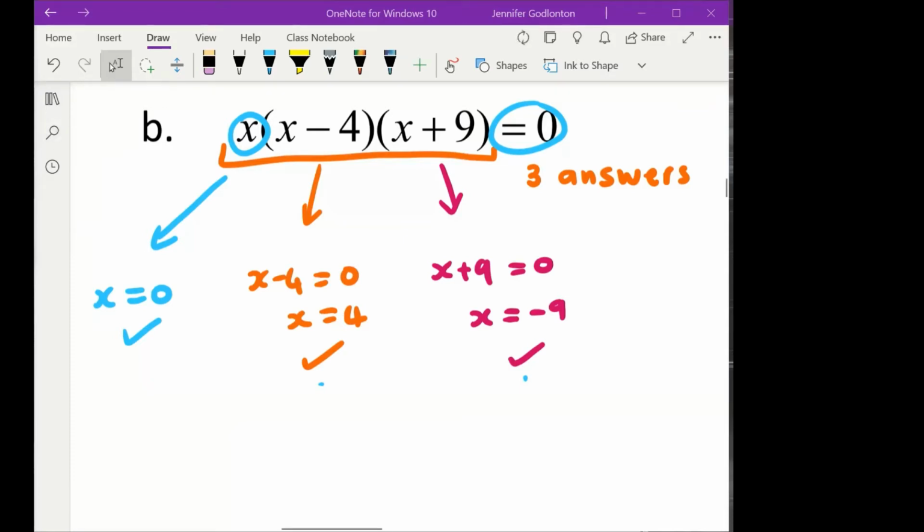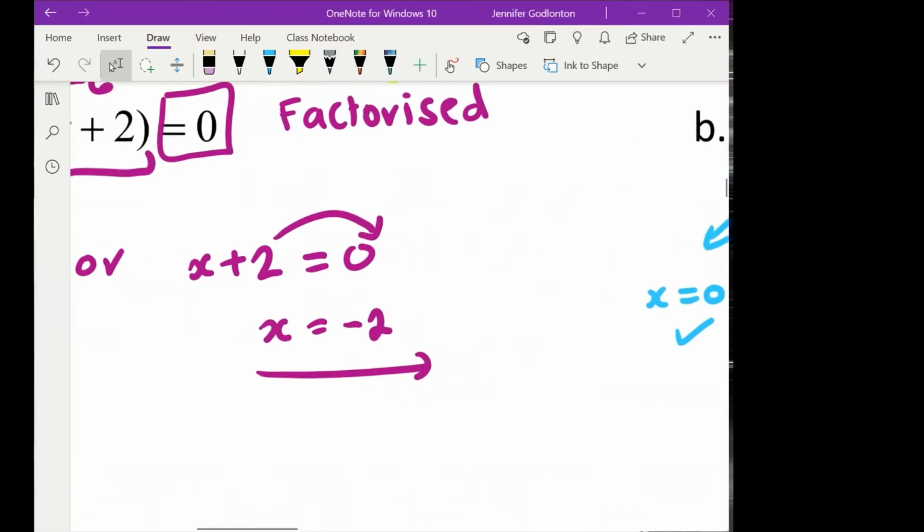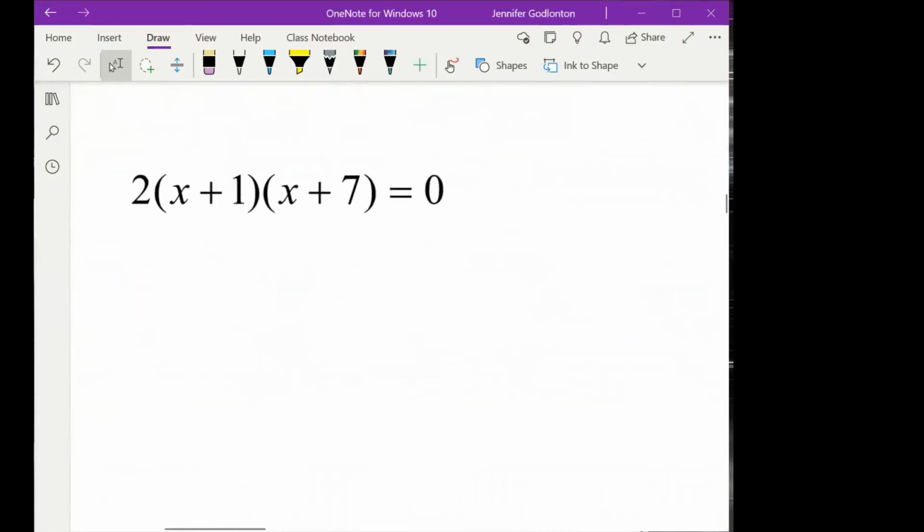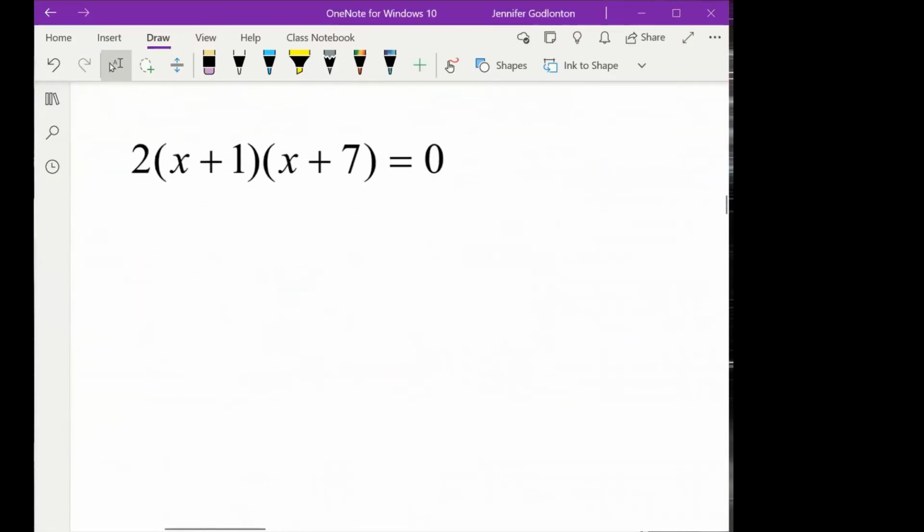Ma'am, if we have an x after the bracket, like before the bracket, is it always equal to 0? Yes, every single time. Okay, ma'am. Cool. Let's try another one. I've tried to trick you here. Don't fall for my trap.